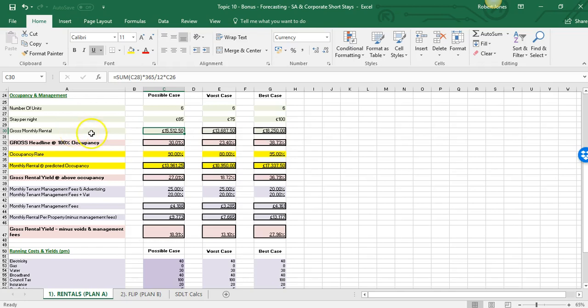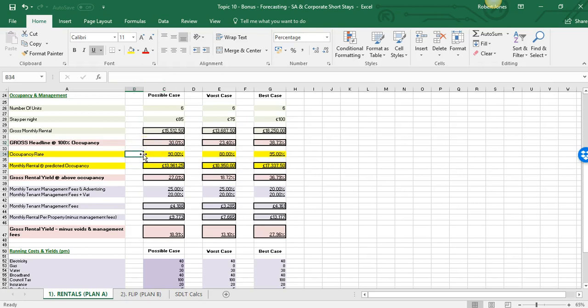Now, to give some context, this gross monthly rental income is made up of cell C28, price per night, times 365 nights of the year, divided by 12, gives us our monthly income, times the amount of units, C26. So that's our total potential income per month for the whole development. So that's a gross figure at 100% occupancy of about 30%.